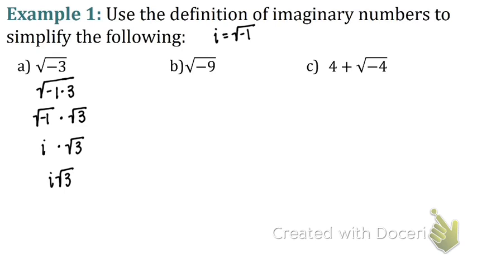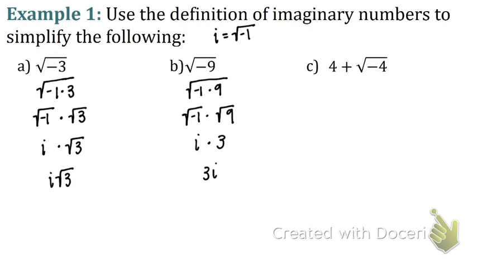Let's look at the square root of -9. We can separate the square root of -9 into -1 times 9. Once again, we can separate that into the square root of -1 times the square root of 9. We know that the square root of -1 is i, but what do we know about the square root of 9? It's 3. So now our answer is 3i.